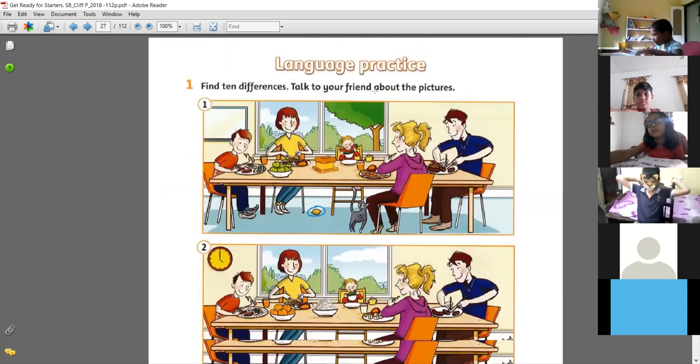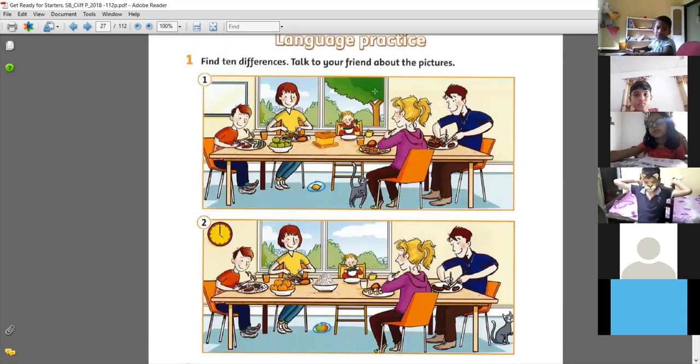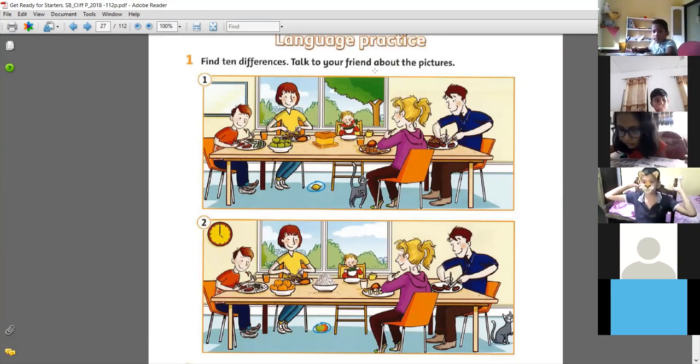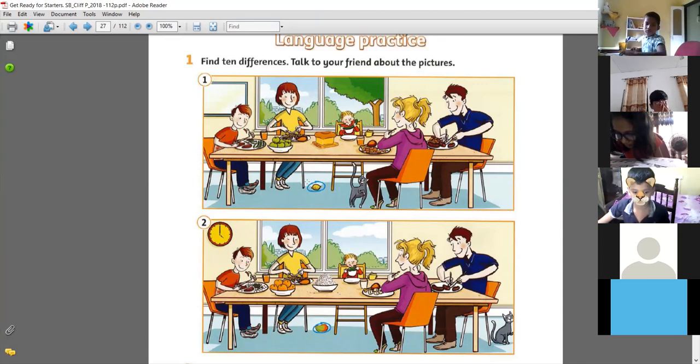Now you have two pictures in this and you want to find the differences. Picture one and picture two. This is the first picture. This is the second picture. There are a few differences. In the first picture, there is a lemon under the table. But in the second picture, there is a mango under the table.